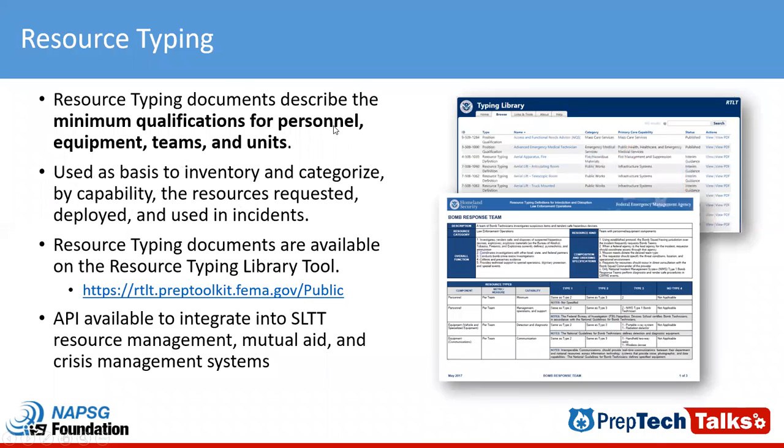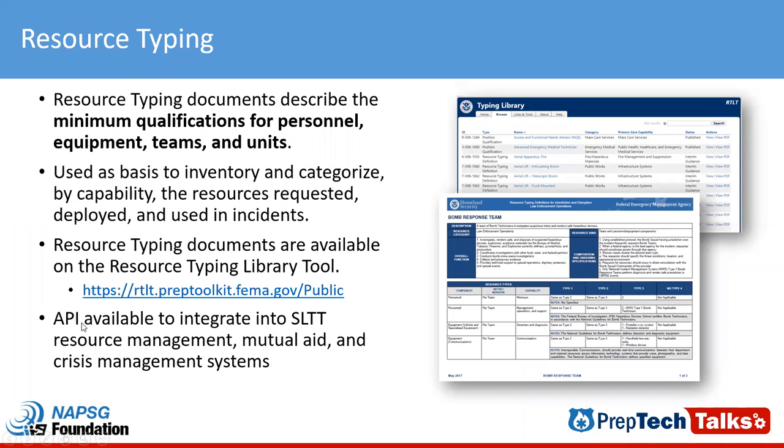So just a really quick synopsis on resource typing, because it's core to how we understand information sharing of resource management information. Resource typing describes the minimum qualifications for personnel, equipment, teams, and units for consistent types of resources. FEMA releases these position qualification sheets and these resource typing definitions, and it's this common name and the common definitions of these capabilities that actually helps to drive interoperability of understanding what resources one jurisdiction is requesting and then what another jurisdiction is deploying or providing to meet that need and requirement. All of FEMA's resource typing documents are available on the Resource Typing Library Tool, so you can go to the link here to see that.